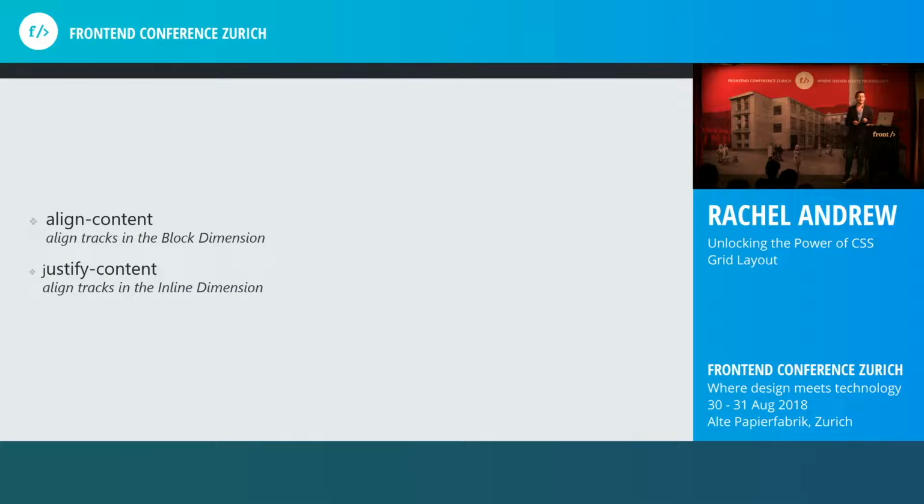Align content works in the block dimension. If you are aligning, you are working in the block dimension. And justify content works in the inline dimension. So if you want to align in the inline dimension, use justify.